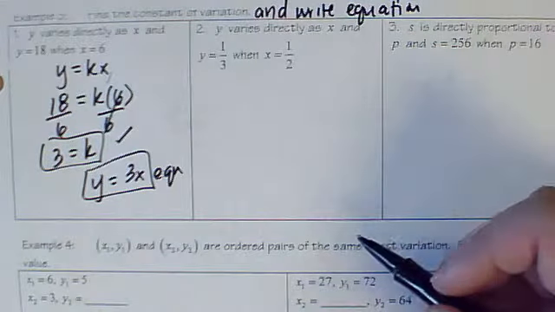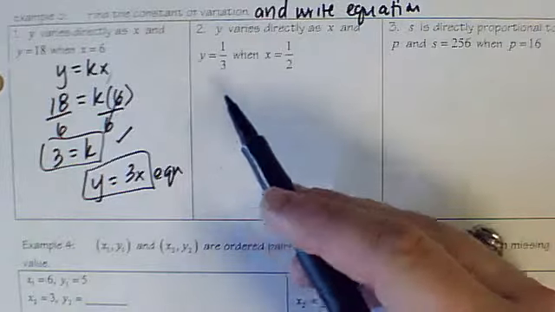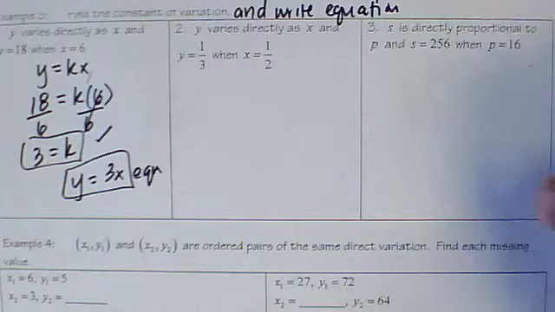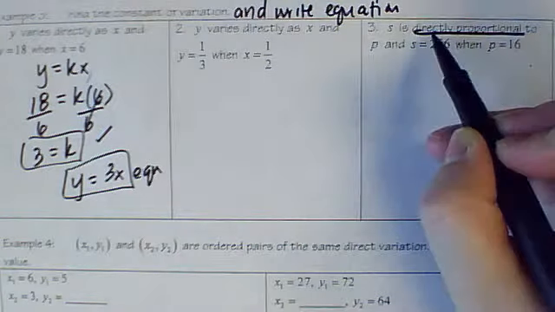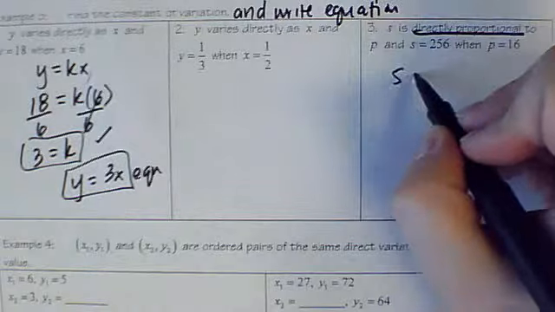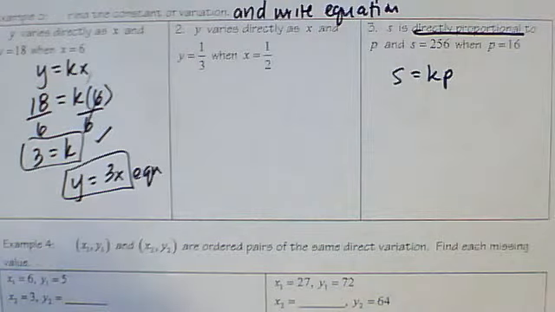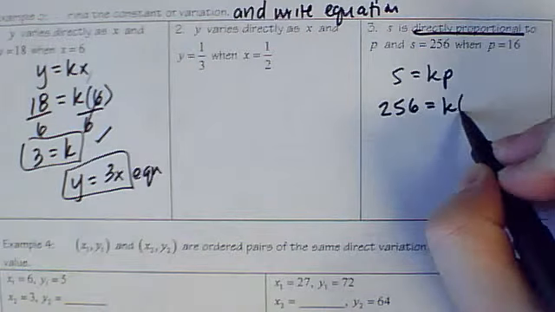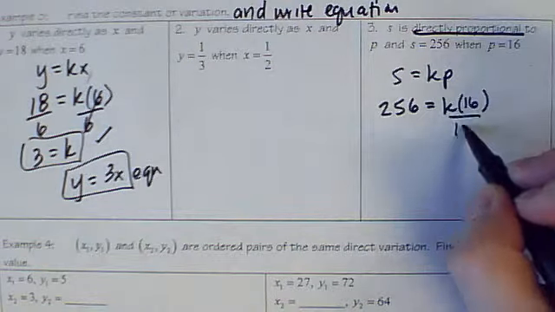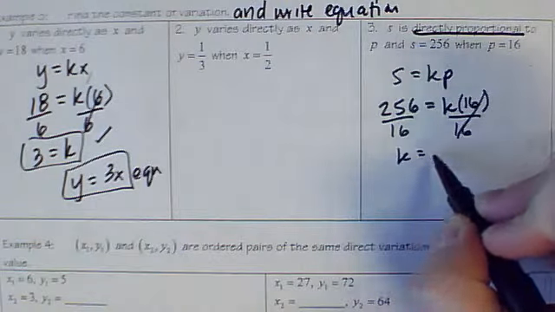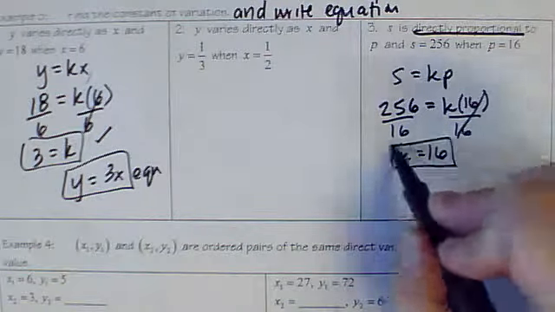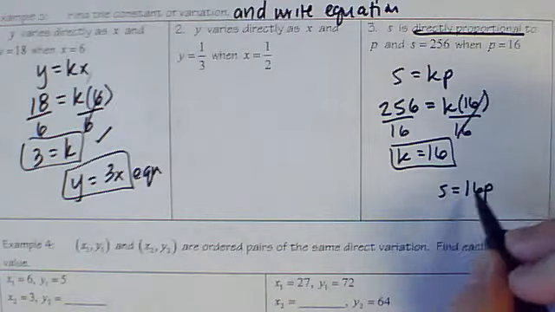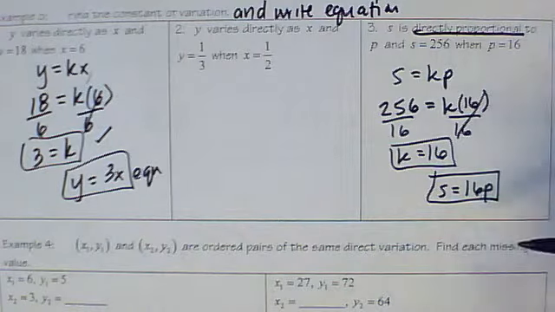Okay, so you would do the same thing on number 2. The only difference is it's dealing with fractions. And same on number 3. This one is written a little bit differently. It just says it's directly proportional, but it means that same thing. So S equals KP. Whatever letters they give you, those are the letters you're going to use. So I have 256 equals K times 16. Figure out what K is, divide by 16. So K also equals 16. So there's your constant of variation. And then if I wanted the equation, I would just have S equals 16P. So both of those would be the answer.